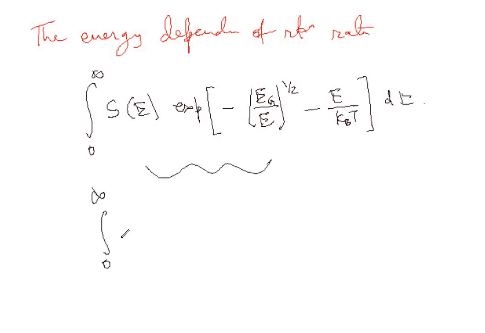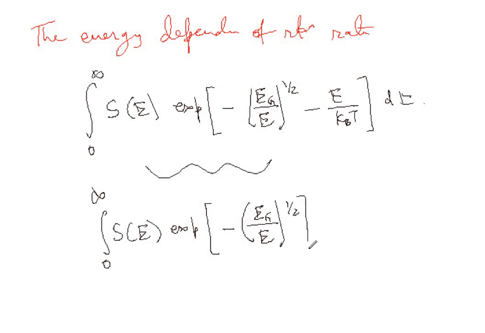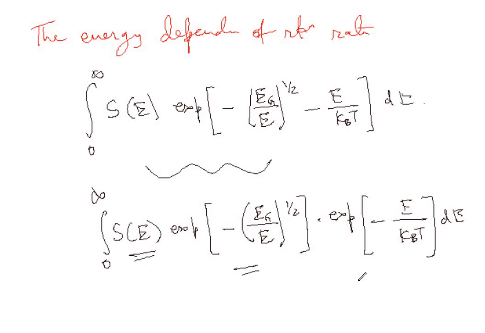Again, integral from 0 to infinity of S(E) exponential. This time I am separating the terms: exponential of minus Eg by E to the power half, and into exponential of minus E by kBT, and then dE. Now you see the nuclear S factor, this one, so we have three terms, 1, 2 and 3.